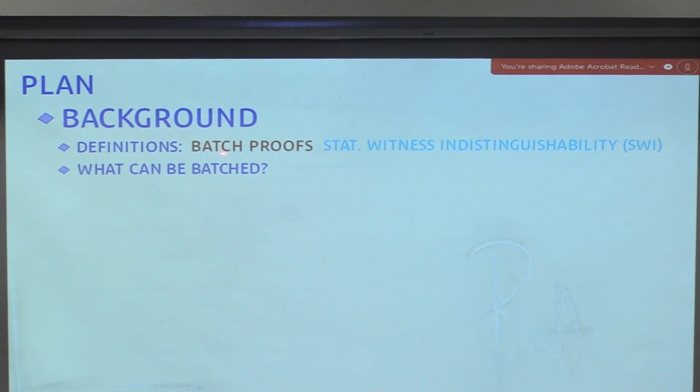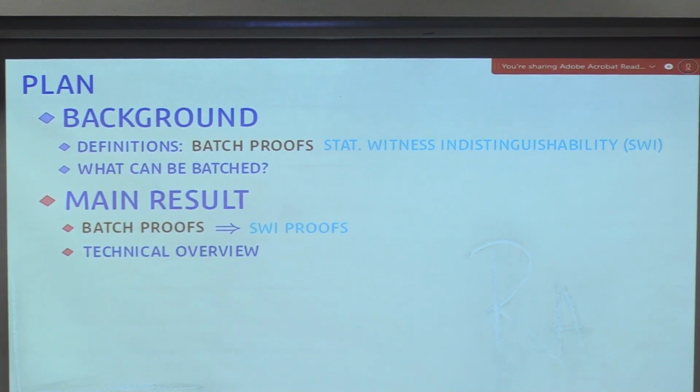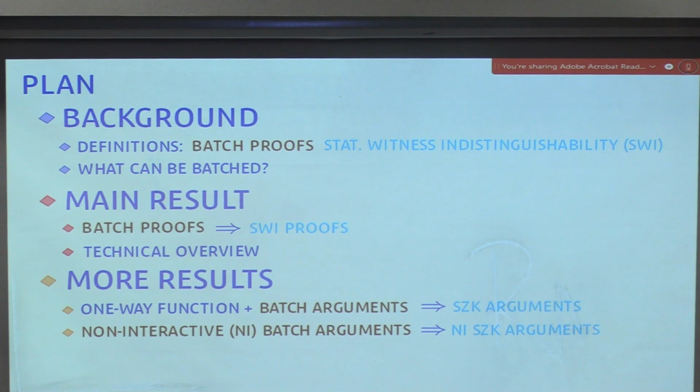I'll first explain what batch proofs are, and then I'll discuss a form of hiding called statistical witness indistinguishability, SWI for short. I'll then tell you what was known to be batchable or not. In the second part of the talk, the main part, I'll talk about the main result, which says that if you have succinctness in the form of batching, then you have hiding in the form of SWI. I'll spend a lot of time explaining how you get it.